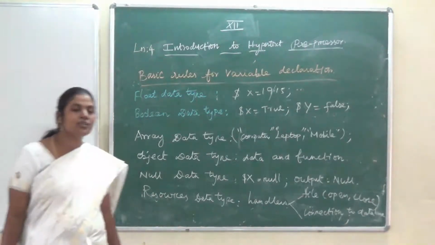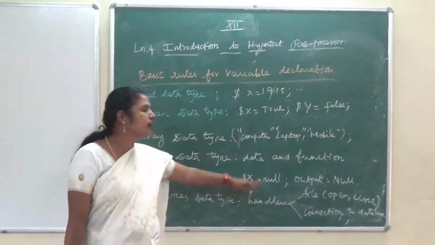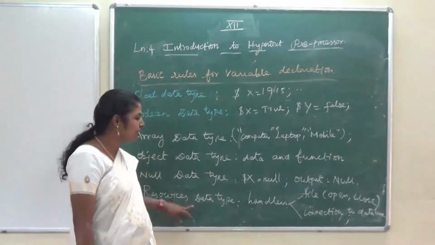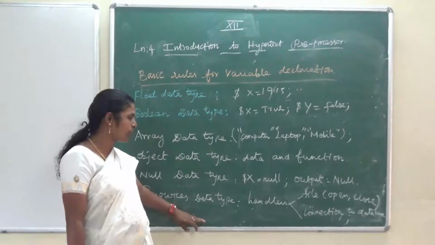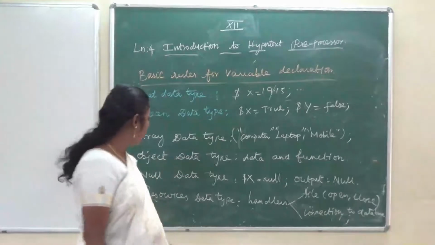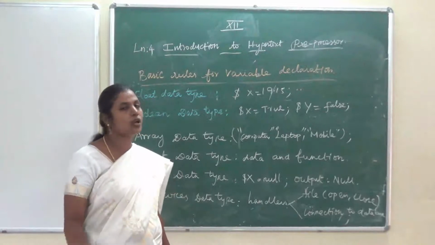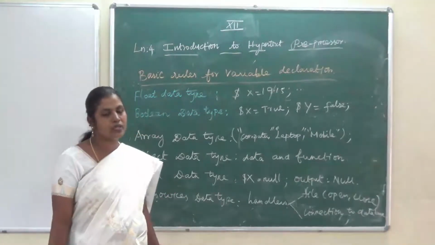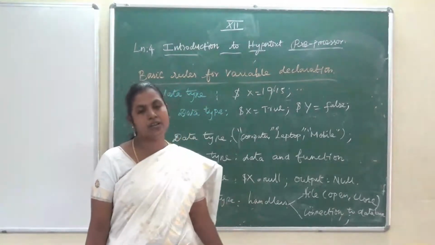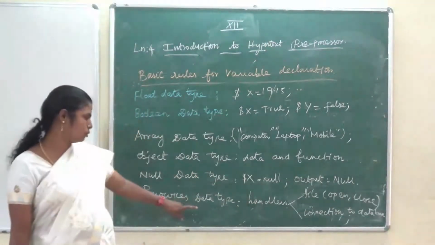Next one, resource data type. Actually, resource data type is a specific and special data type. It is used to handle files in a PHP program, opening the file, closing the file. For that purpose we use the resource data type. At the same time, if we want to give a connection to the database, only through the resource data type can we give the connection to the database. Why do we want to give the connection to the database? Only then can we manipulate the data, and only then can we retrieve the data. For that purpose we give the connection, and for that we use a resource data type.